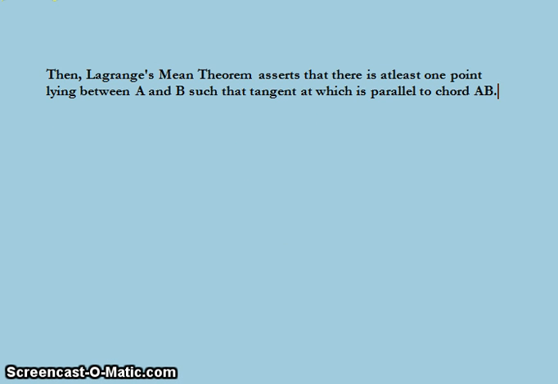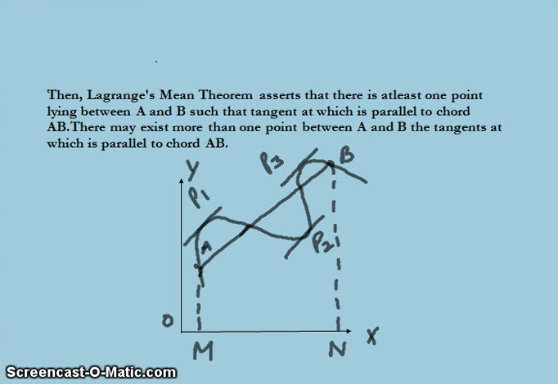Then Lagrange's mean value theorem asserts that there is at least one point lying between A and B such that the tangent at which is parallel to chord AB. There may exist more than one point between A and B, the tangents at which are parallel to chord AB. Lagrange's mean value theorem ensures the existence of at least one real number c in interval (a, b) such that f'(c) is equal to (f(b) minus f(a)) divided by (b minus a).